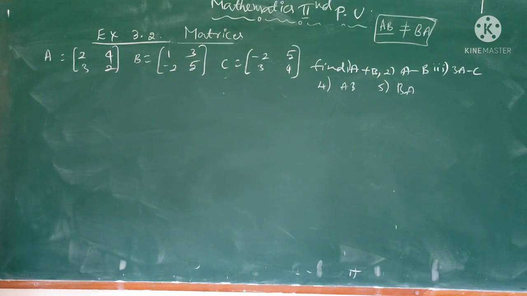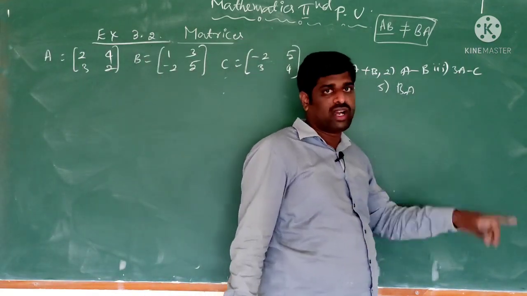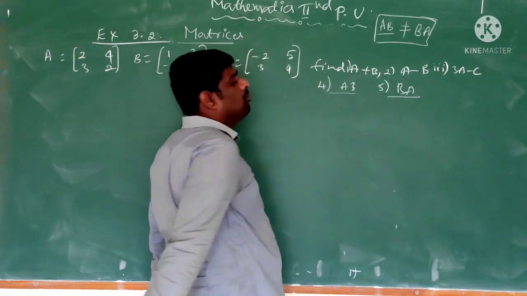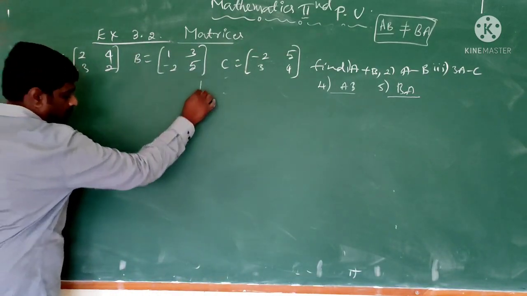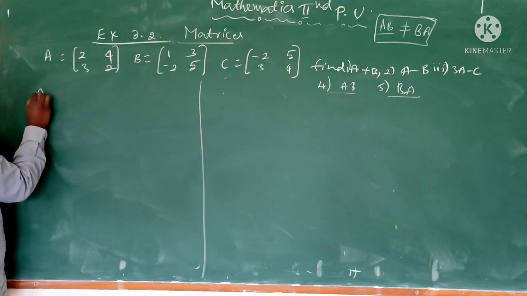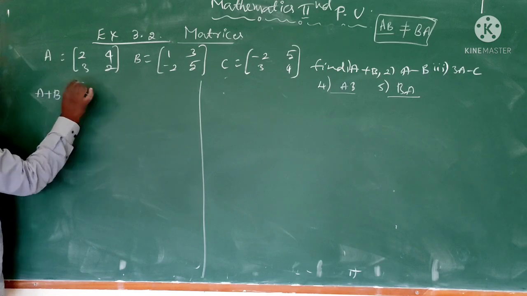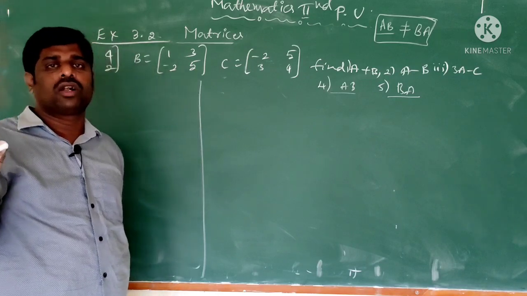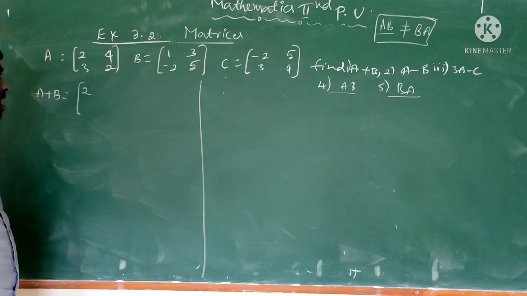By using these three matrices, I want to find A plus B, A minus B, 3A minus C, AB and BA. Now we are finding first A plus B. Dear children, for addition and subtraction of matrices, there is a must condition: the matrices must be of the same order, here a square matrix. It is satisfying that.